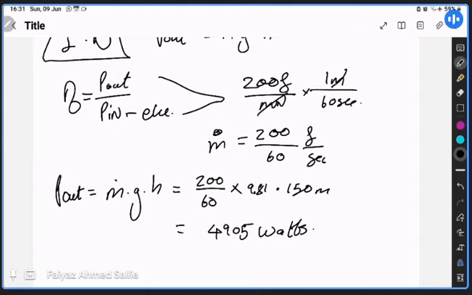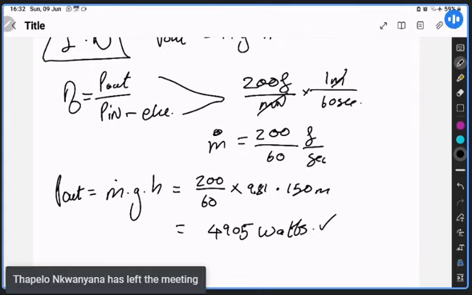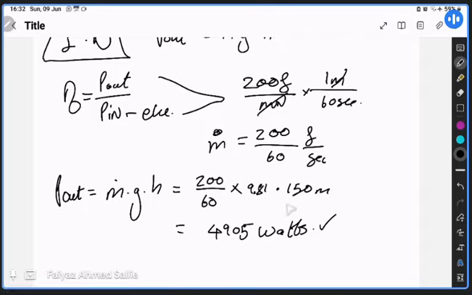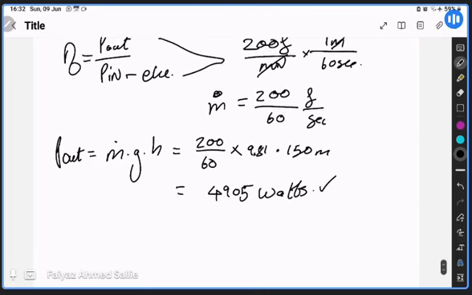Is everyone getting the same answer? Let's just double check this. 200 divided by 60 to convert to seconds, multiplied by 9.81, multiplied by 150, and we get an answer of, okay, so this is correct. One more thing, and yeah, that is correct. So we have our power out.